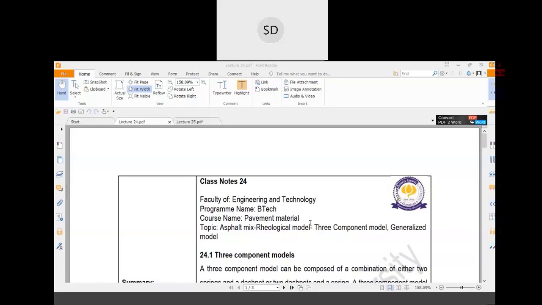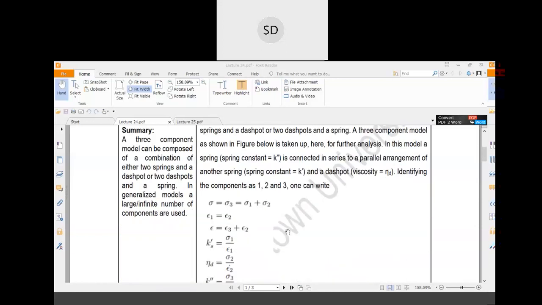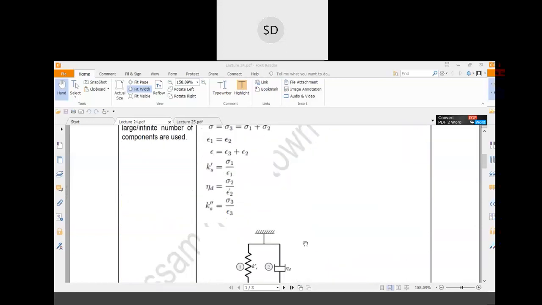Now, as the Maxwell model and Kelvin model are comprised of only two components, those models are called two component models. Now in this same type of model, using the spring and dashpot, if you use three components, like two springs and one dashpot, or two dashpots and one spring, in such cases, this type of model is called a three component model. Here the detailed mathematical formulation for the three component model is given.